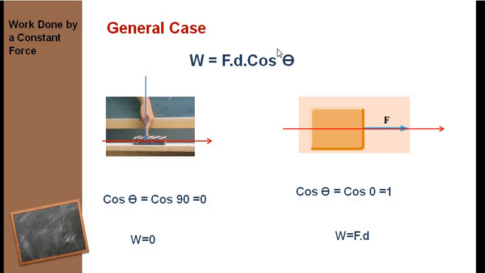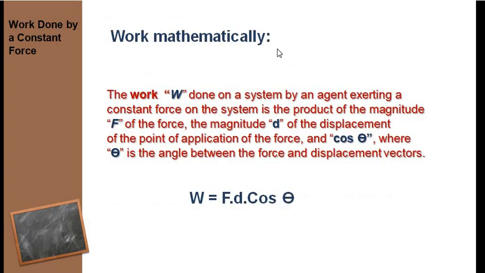Okay. Now let's define the work mathematically. The work W done on a system by an agent exerting a constant force on the system is the product of the magnitude F of the force, the magnitude D of the displacement of the point of application of the force, and cosine theta, where theta is the angle between the force and displacement vectors. So W equals F multiplied by D multiplied by cosine theta.